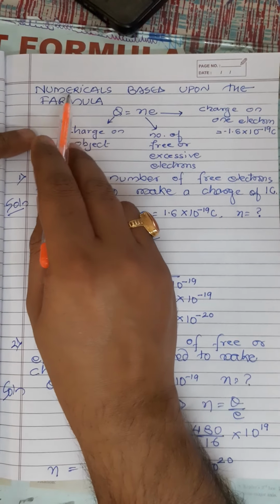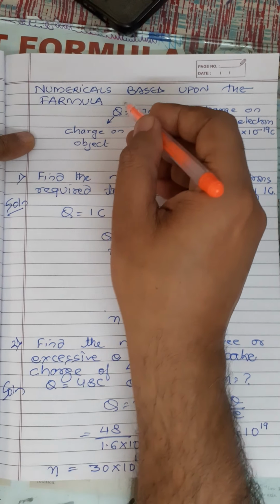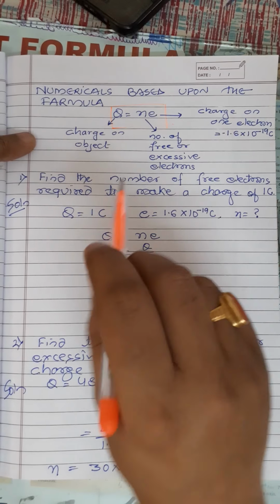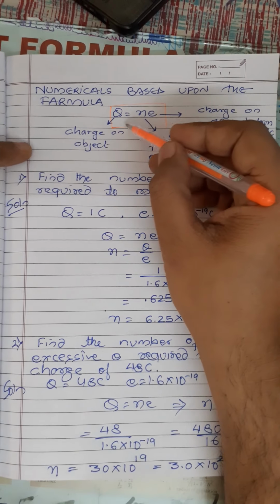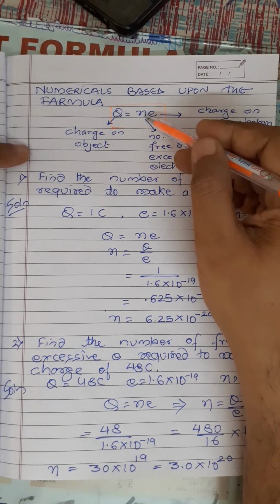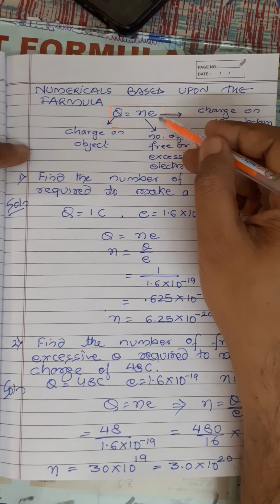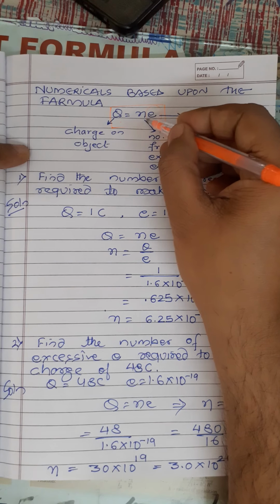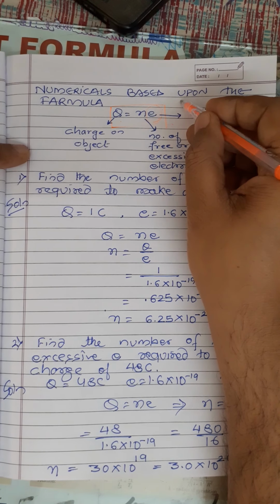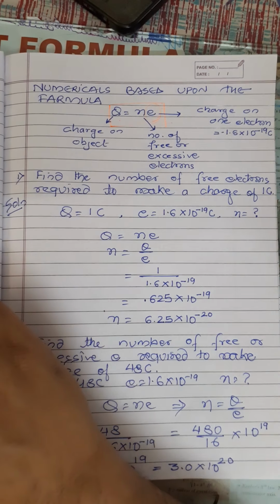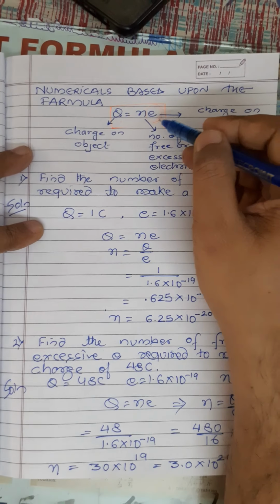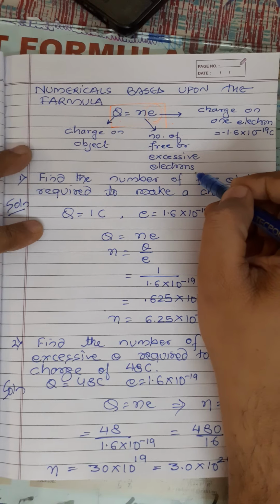First, I'm dealing with the numericals based upon the formula Q is equal to N into E. Just look at the formula first. This formula contains three physical quantities: charge, number of electrons, and charge on electron. Out of these three, the charge on the electron is already a constant quantity. Clear? Now, we are left with the charge on the object and the number of free or excessive electrons.